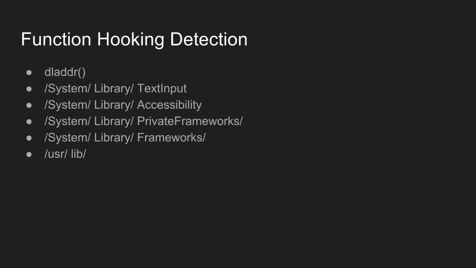So this is another neat one you can do here too. To detect if there's function hooking, like if you use Frida or any of the other hooking tools, there's a few things you can do. There's a neat little function called dladdr, and how that works is essentially you give it a pointer to a process, and it'll tell you where that process originated from, which is pretty cool. Now on iOS, on a non-jailbroken device, your process is going to come from either the system library, text input, accessibility, private frameworks, or user lib. If it's anywhere else, then it's got to be a jailbroken device, or it's got to be hooked somehow.